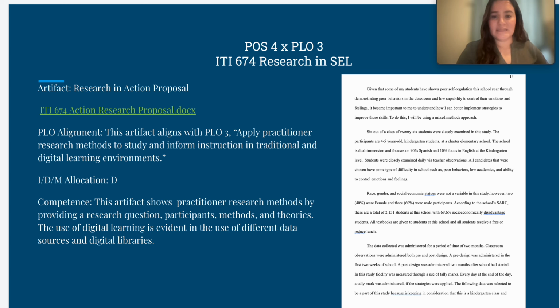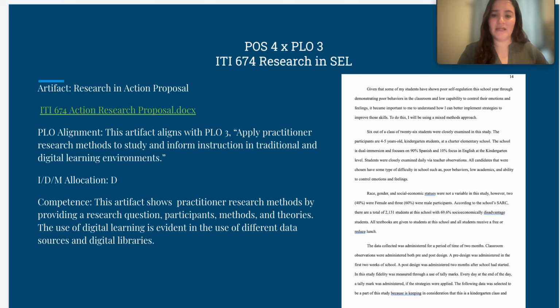The next course was ITI 674, and this was research in SEL. This assignment was basically an action research proposal where I had to come up with my own research question, my own theory, my own methods, resources, and give a justification for my participants' methods and research overall. I had to use studies from peer review articles to further investigate the topic.